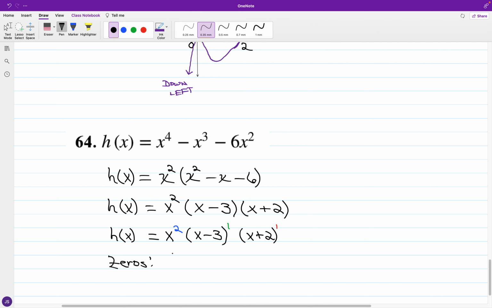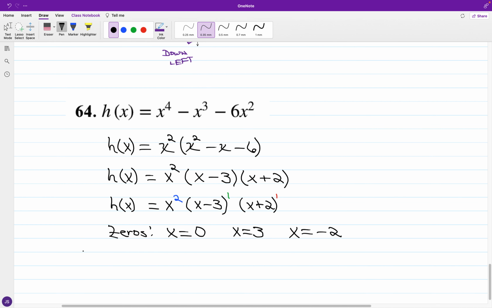And with the variable factors, again, we have x. So we have x is equal to 0. And for x minus 3, we have x is equal to 3. And for x plus 2, now we have that x is equal to negative 2. Okay, now for the multiplicity values, we got 2 for the first 0 and 1 for the other 2.